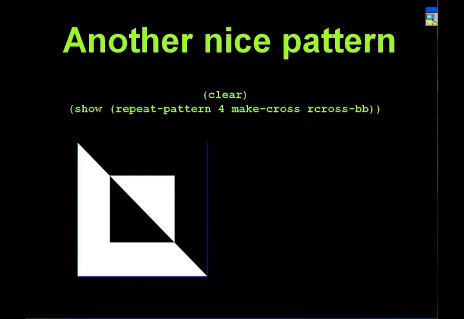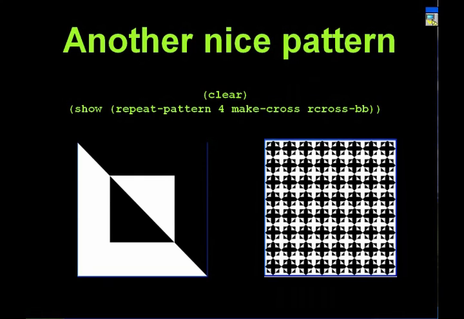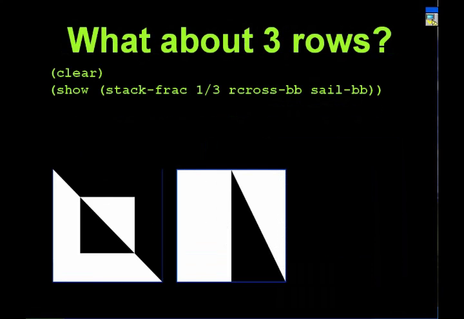Okay, suppose now you do the following. You want to do repeat pattern 4 make cross R cross DB. Okay. You will get this. Okay. Now, suppose you want to have 3 rows. Okay, just now, based on what we gave you just now, the 2 things, the stack and the right turn, there's no way in hell you can get this thing to look right. Okay, so we'll give you another thing.